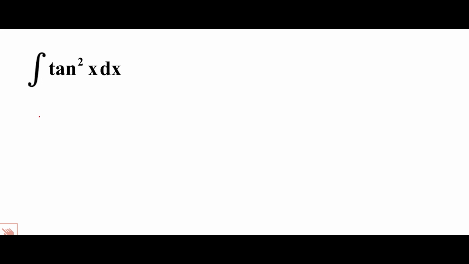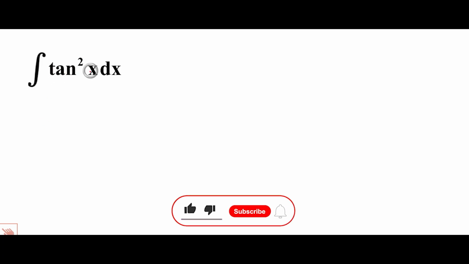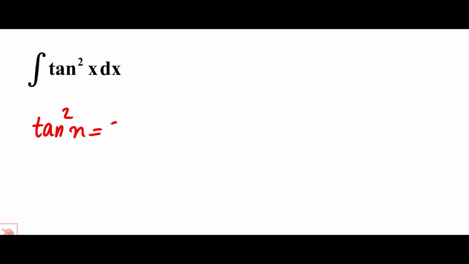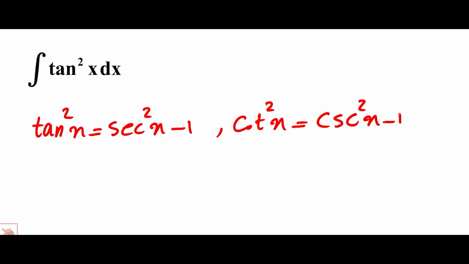In this video, we will learn how to integrate even powers of tangent and cotangent. For example, the integral of tangent squared x dx, or the integral of tangent to the fourth x dx, and so on. The main idea is to use these identities. Tangent squared x equals secant squared x minus 1, and cotangent squared x equals cosecant squared x minus 1.